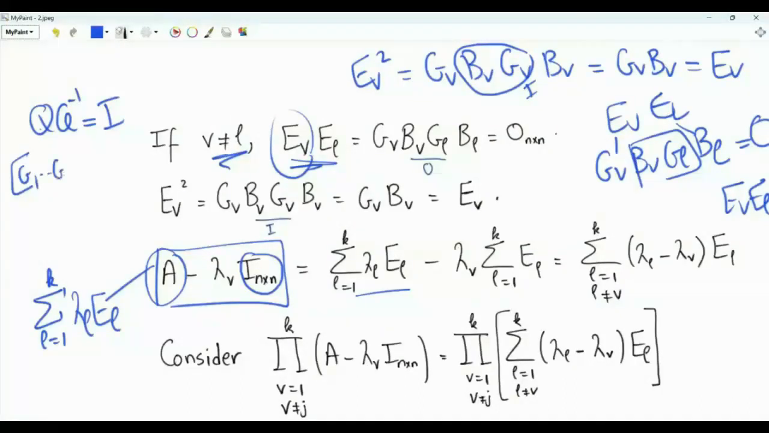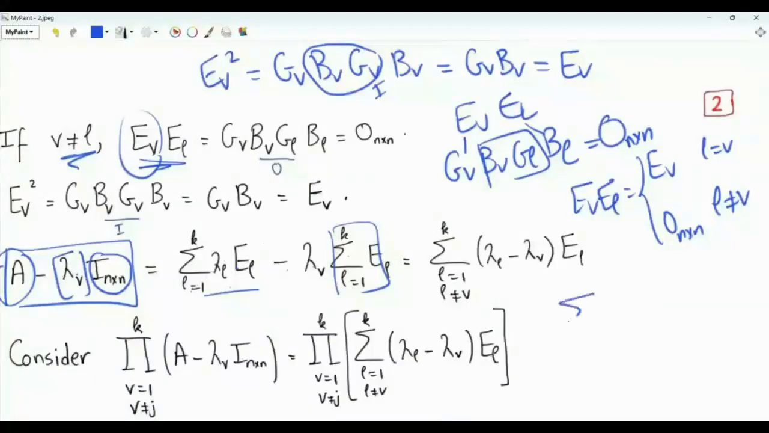Q has those G matrices as columns, and Q inverse has the B matrices as rows. This means that G1 B1 plus G2 B2 all the way to GK BK is identity. And so the sum of the E's is identity. What we do here is rewrite the identity matrix as a sum of the E matrices.